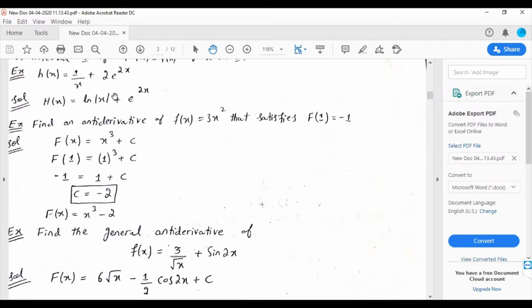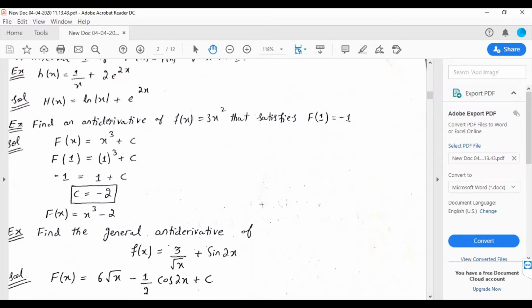Here is a function for which we have to find an antiderivative. The antiderivative of 1 by x is ln x, and the antiderivative of 2 e raised to the power 2x is e raised to the power 2x. So we can say that if we differentiate this expression, we get this function.